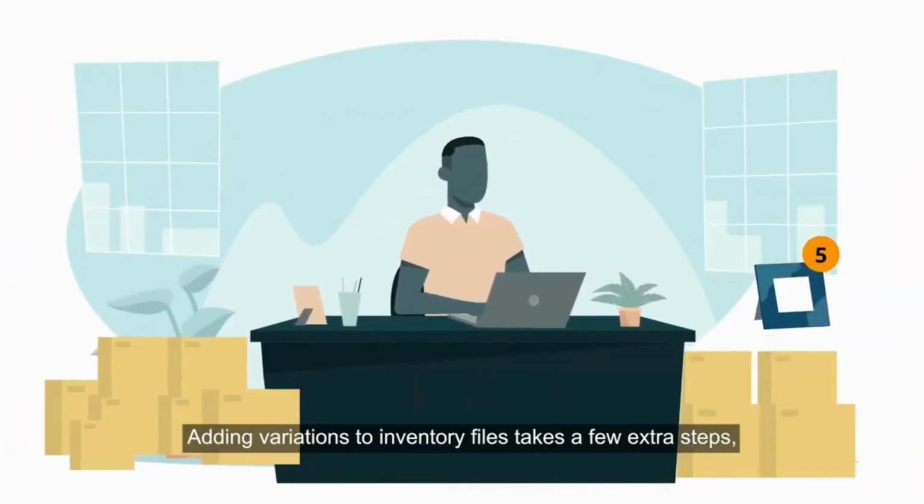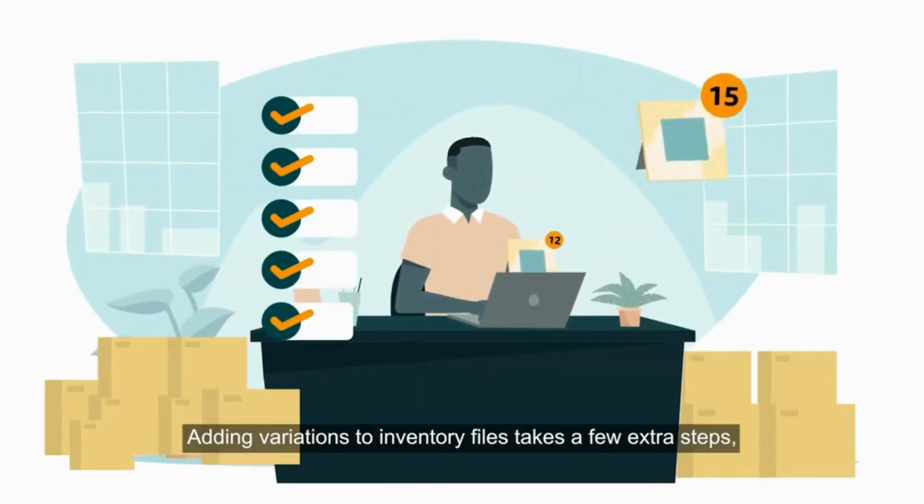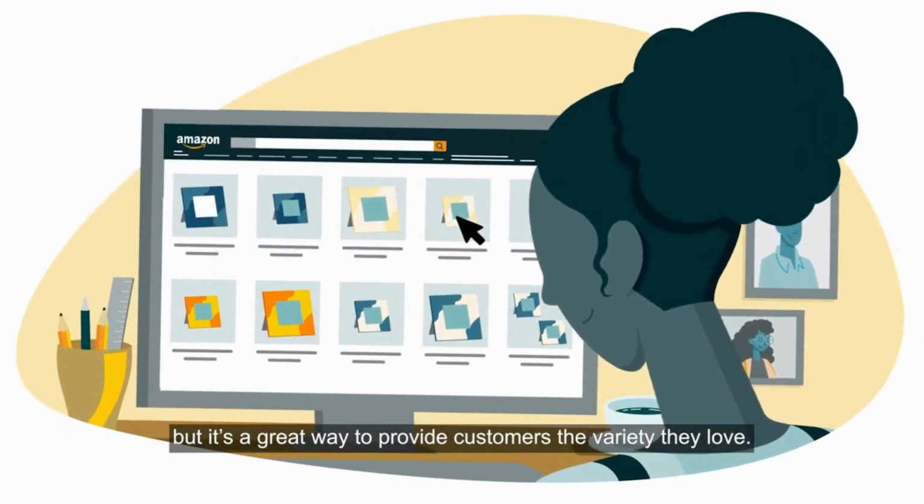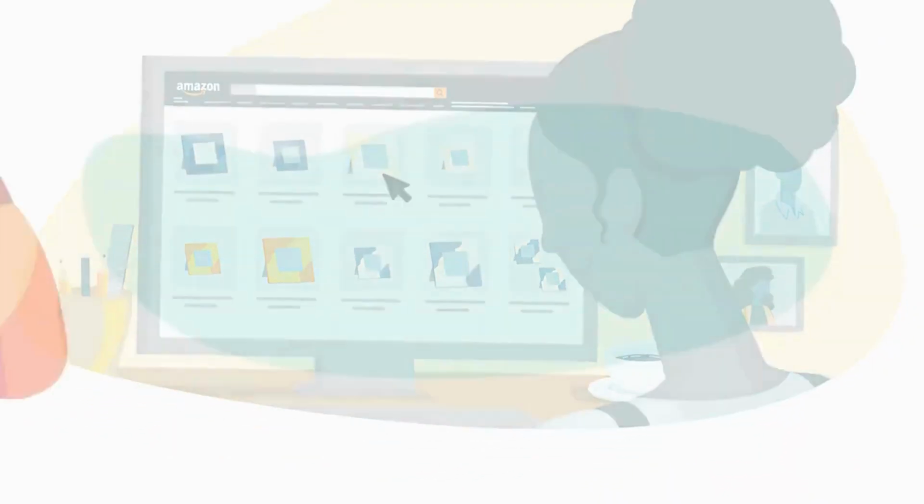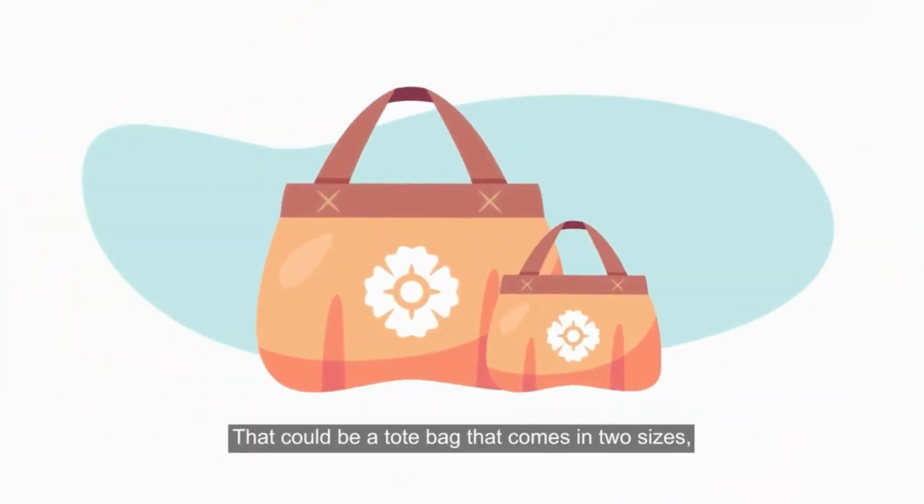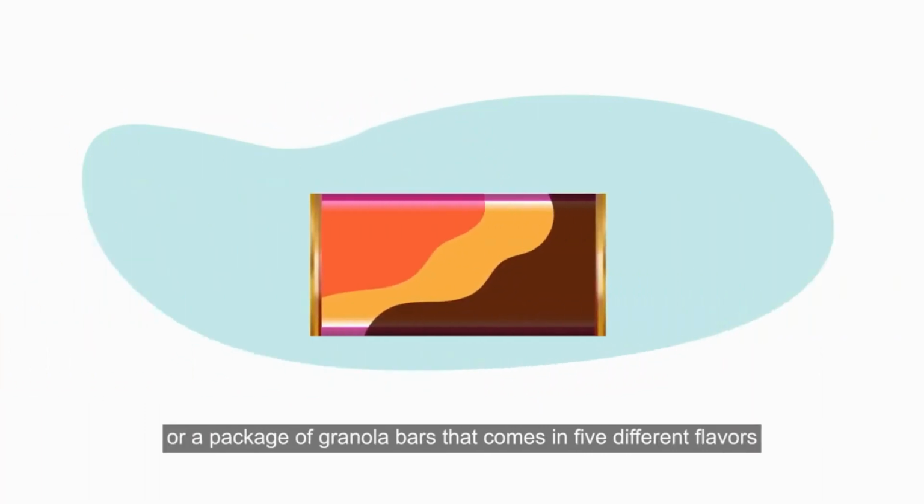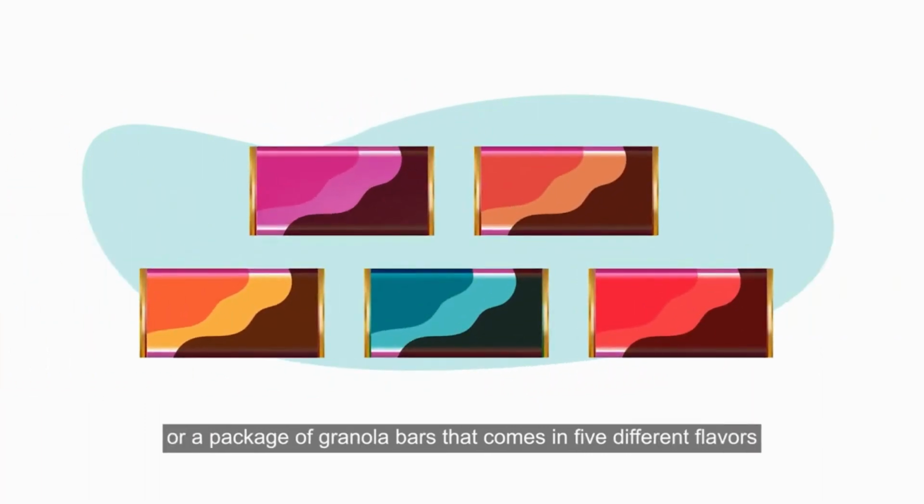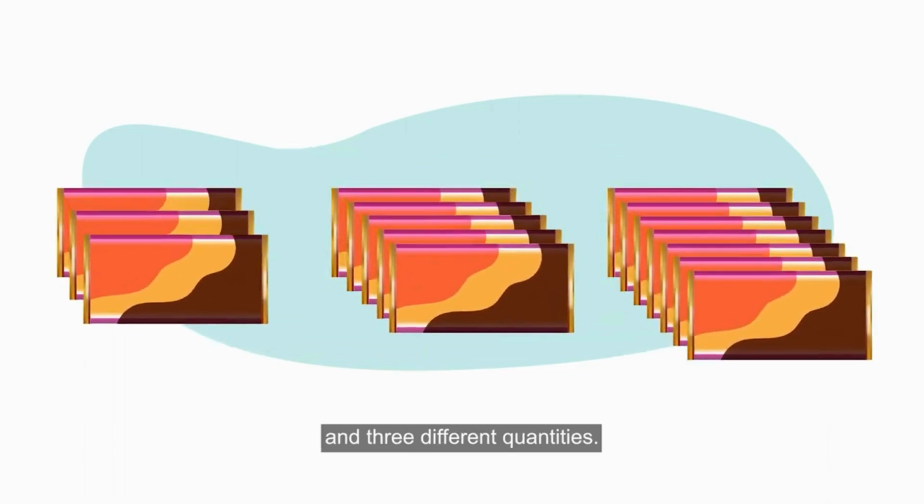Adding variations to inventory files takes a few extra steps, but it's a great way to provide customers the variety they love. That could be a tote bag that comes in 2 sizes, or a package of granola bars that comes in 5 different flavors and 3 different quantities.